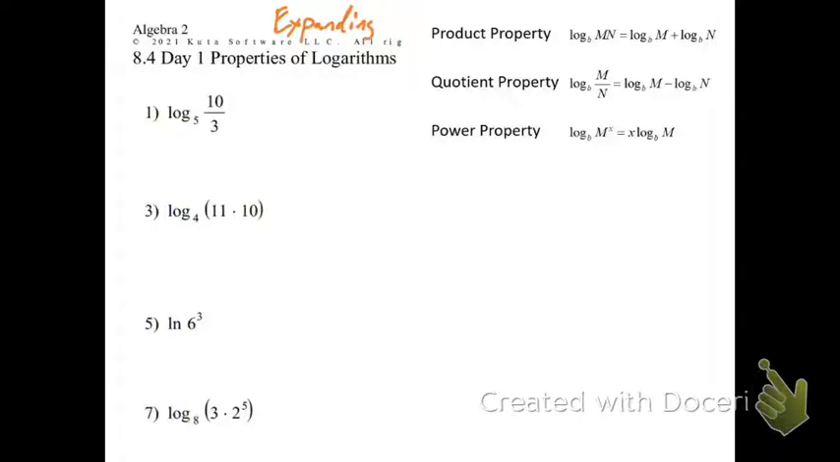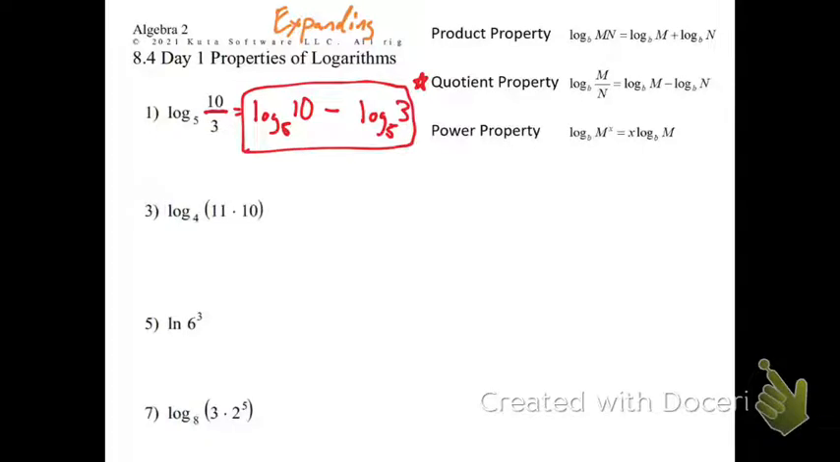So it starts real easy with just numbers. Log base 5 of 10 over 3. Since this is division in here, this is going to split up into two different logs. Now they both have the same base, so log base 5 and log base 5. Now the 10 comes first, since it's 10 over 3, log base 5 of 10. I'm going to put minus here because we're using the quotient property here. And then log base 5 of 3. So log base 5 of 10 over 3 turns into log base 5 of 10 minus log base 5 of 3. So there's really only one step there, not a whole lot of work.